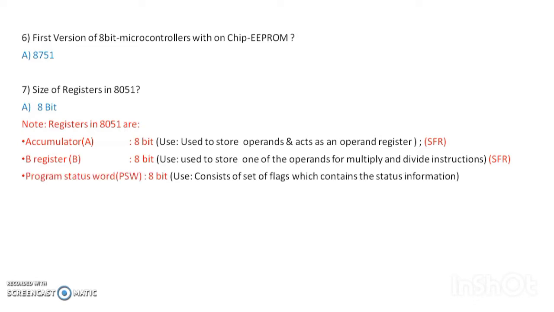Next one, program status word. It is also an 8-bit register, consisting of a set of flags, which store the status of instructions like carry flag, overflow flag, parity flag, and all the stuff. Next one, stack pointer. The stack pointer is an 8-bit register, which is used to store the data or the address when we are storing in the stack.